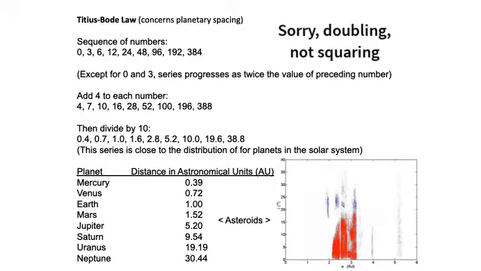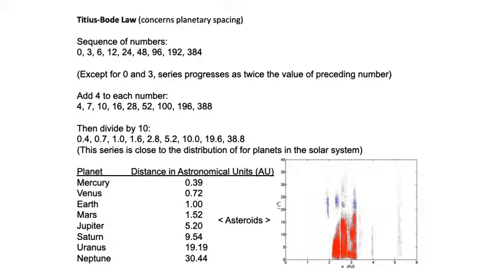And it was Titius and Bode who came up with this idea. Now, if you add 4 to each one of those, so 0 plus 4 is 4. 4 plus 3 is equal to 7. 4 plus 6 is equal to 10. 4 plus 12 is equal to 16. 4 plus 24 is 28. 4 plus 48 is 52. You get the idea. We go up to 100, 196, and then 388 is the last in that sequence.